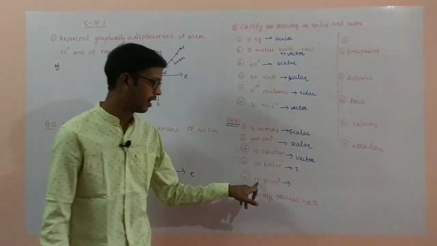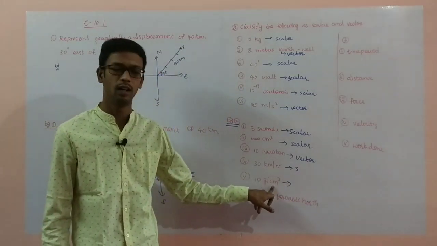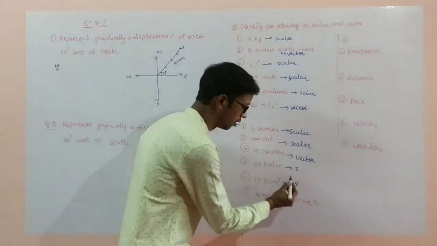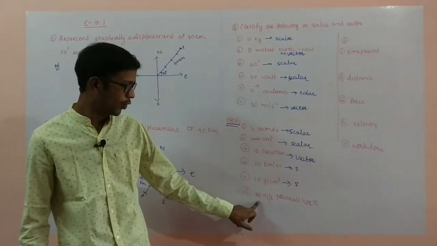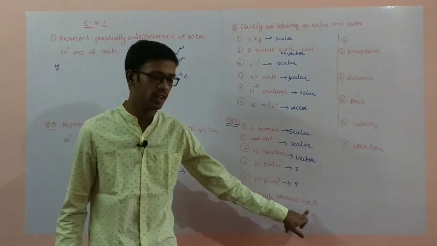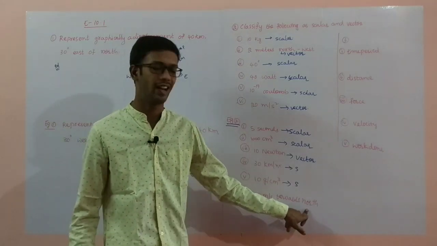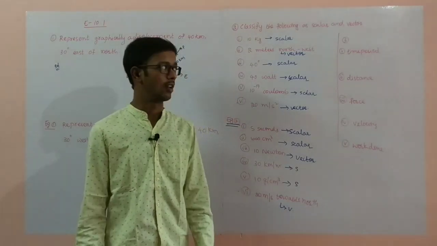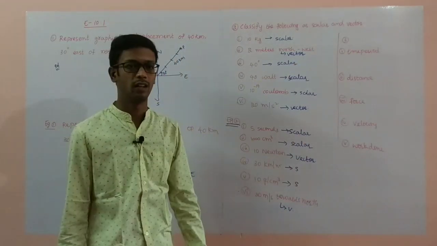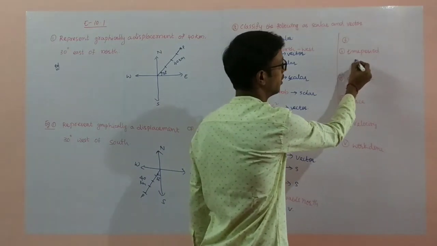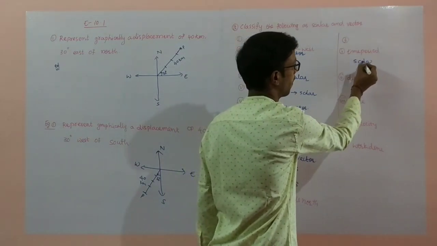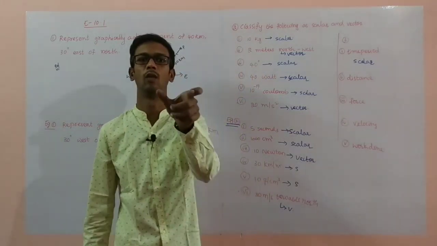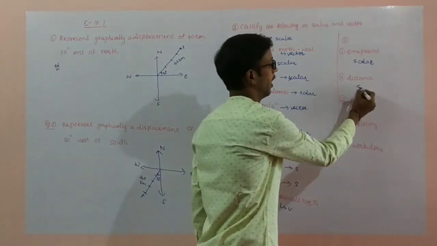Next, 10 grams per centimeter cube. This is also just a scalar. 20 meter per second towards north. Magnitude is there and direction is there. So this is the vector. Next, problem number 3 also. Time period. Time period is scalar. Distance. Only magnitude. Scalar.